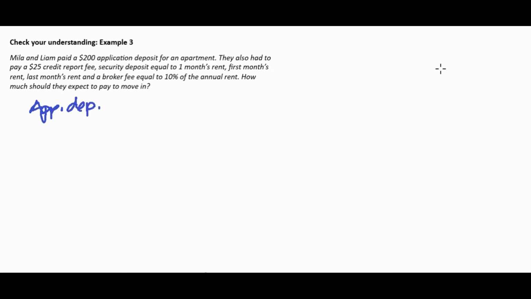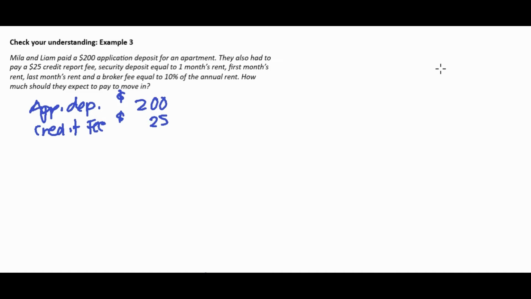So let's start off with the application deposit. Just to apply, the application deposit was $200. So you're in $200. Now there's also a credit reporting fee. So in other words, the landlord wants to know how responsible you are in paying your bills. So they're going to run your credit to see if you have any outstanding bills and how you are at paying bills on time, so that they can determine whether financially it's a smart move to put you into the apartment. Then you have to put a security deposit, and it's equal to 1 month's rent.